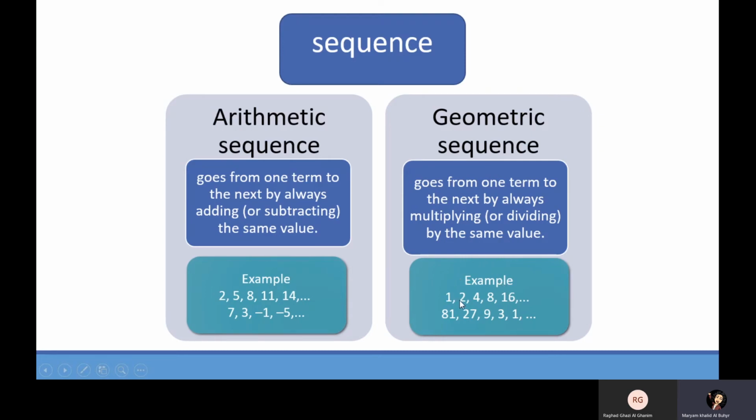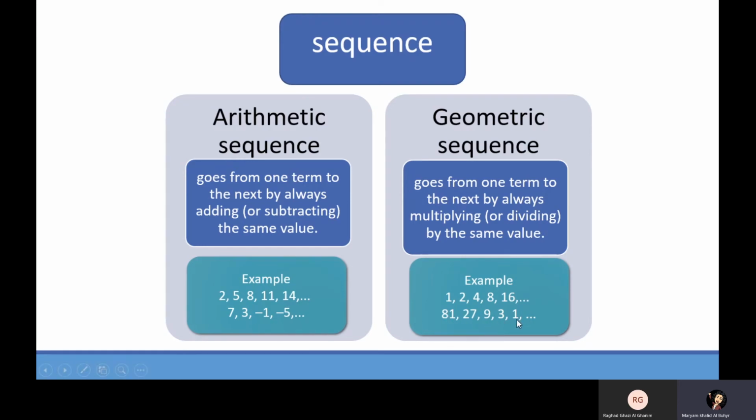Here from 1 to 2, I'm multiplying by 2. From 2 to 4, multiply by 2 again. From 4 to 8, multiply by 2. From 8 to 16, multiply by 2. If you want to find the next two terms, you can multiply 16 by 2, it will be 32, and so on. 32 times 2 will be 64, and so on.